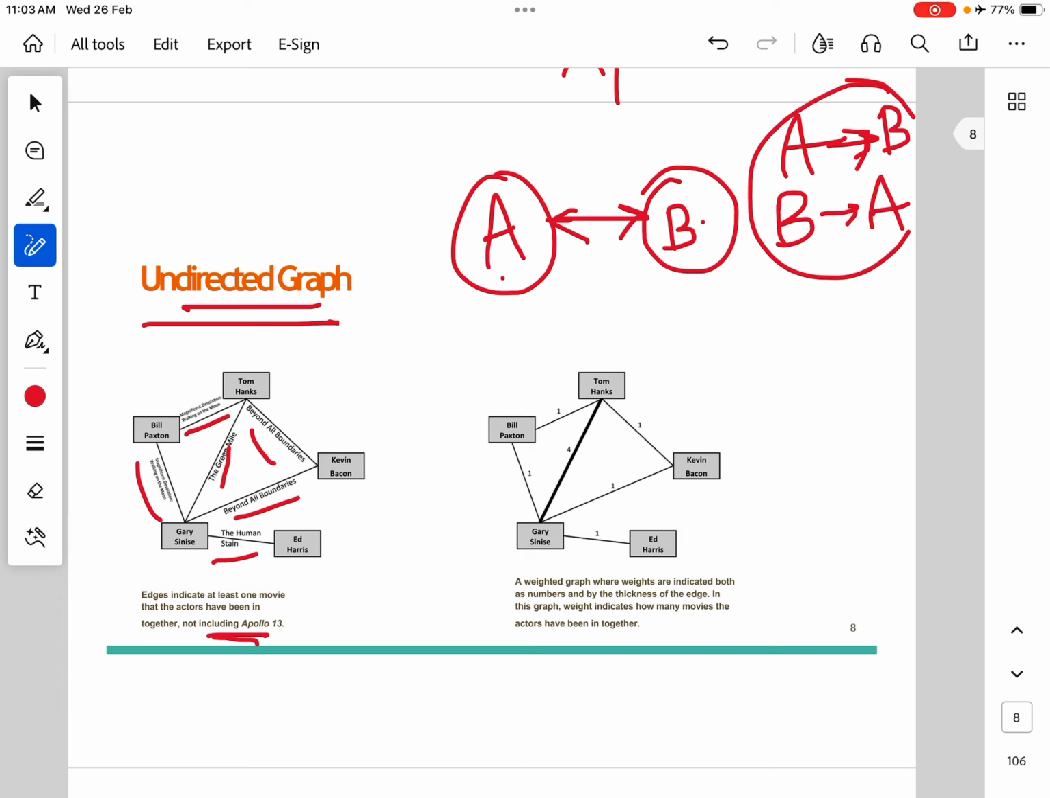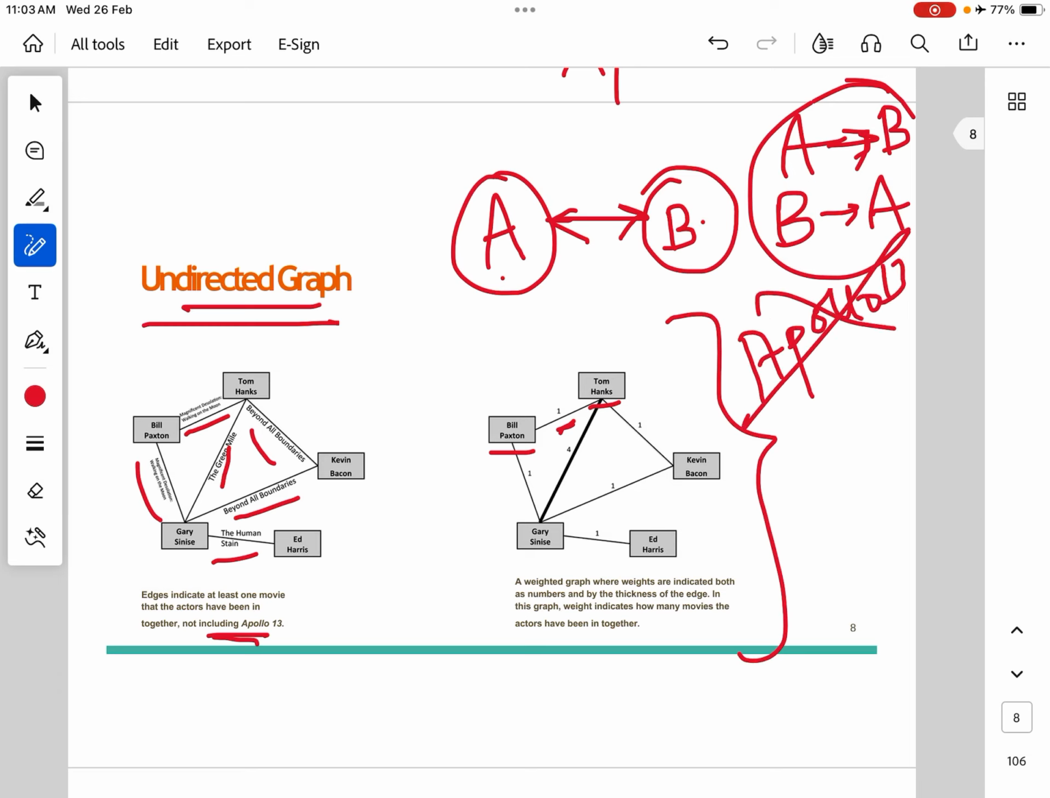Next, a weighted graph, where weights are indicated both as numbers and by thickness of edge. In this graph, weights indicate how many movies they have been together in. So these two actors have been together in one movie except Apollo 13. This is all in context with Apollo 13 excluded. Here also they have been together in one, and these two actors have been together in 4 movies. So the line is darker because of the thickness of the edge, because they have been together in more than one movie. So the connection is very strong. That's why the line is darkened.